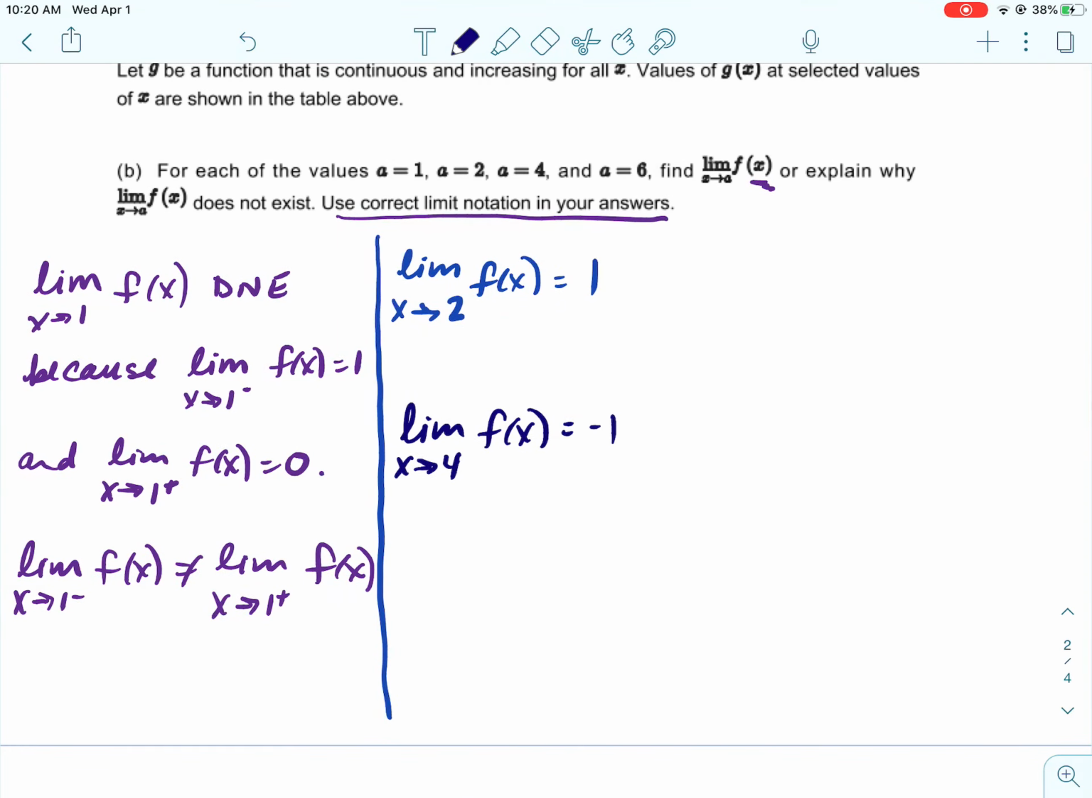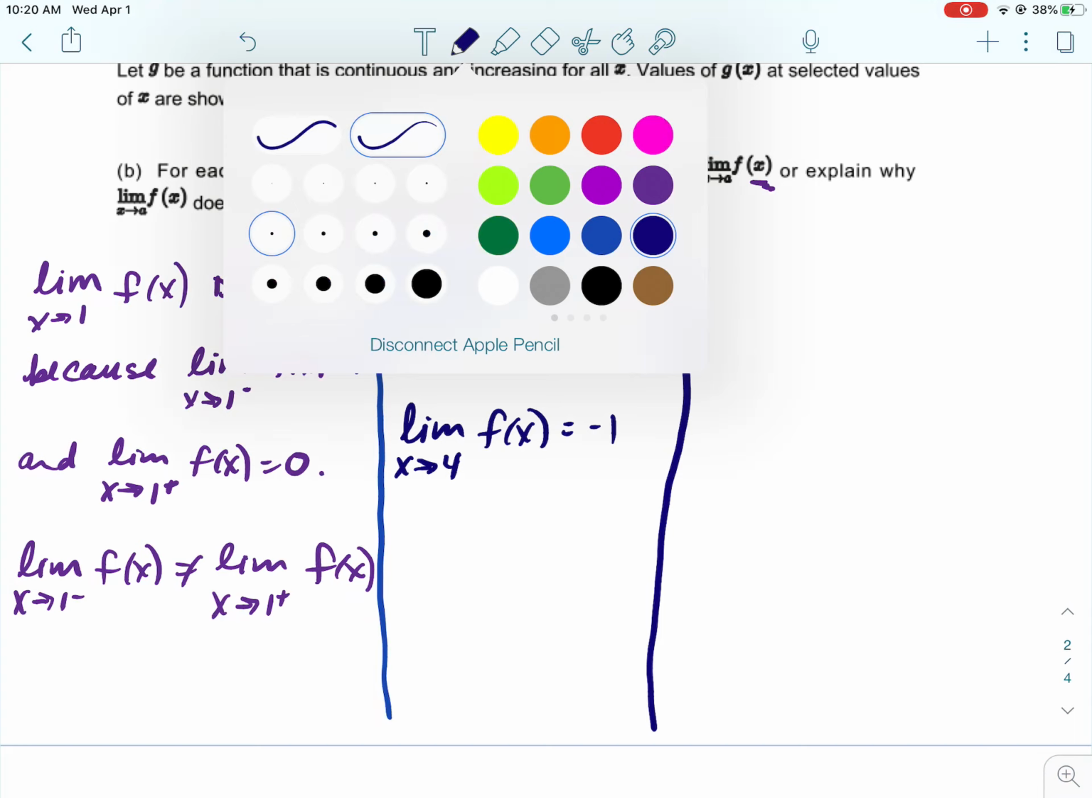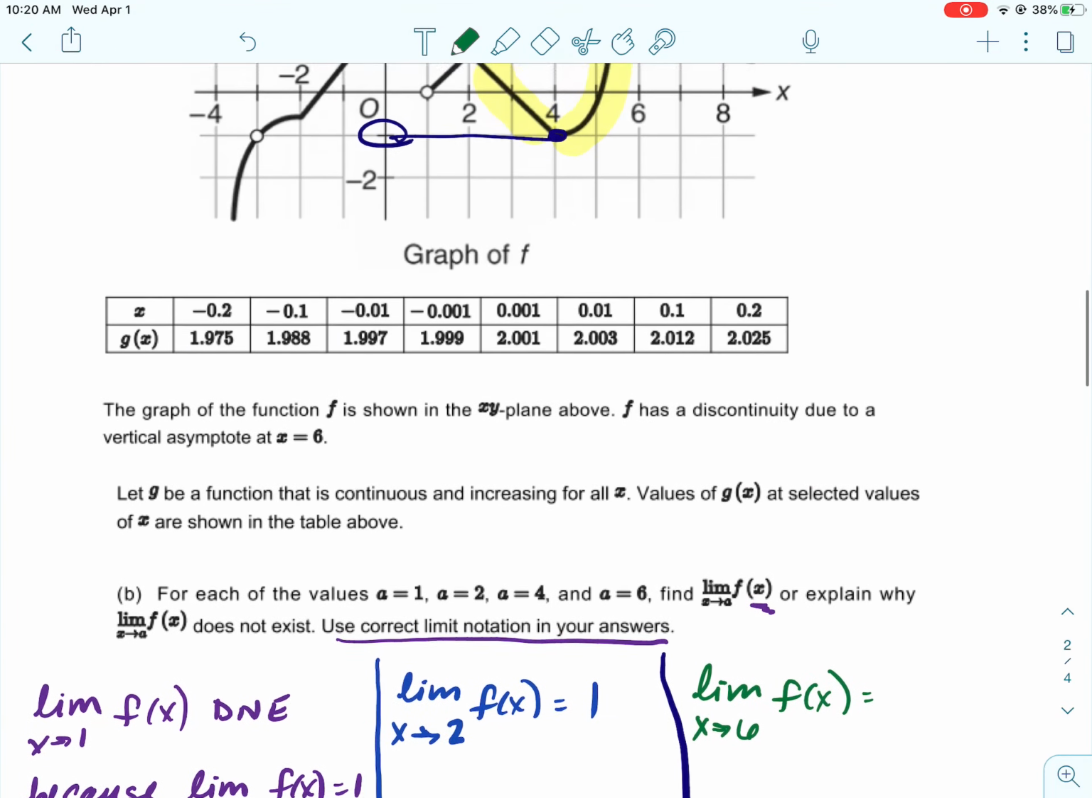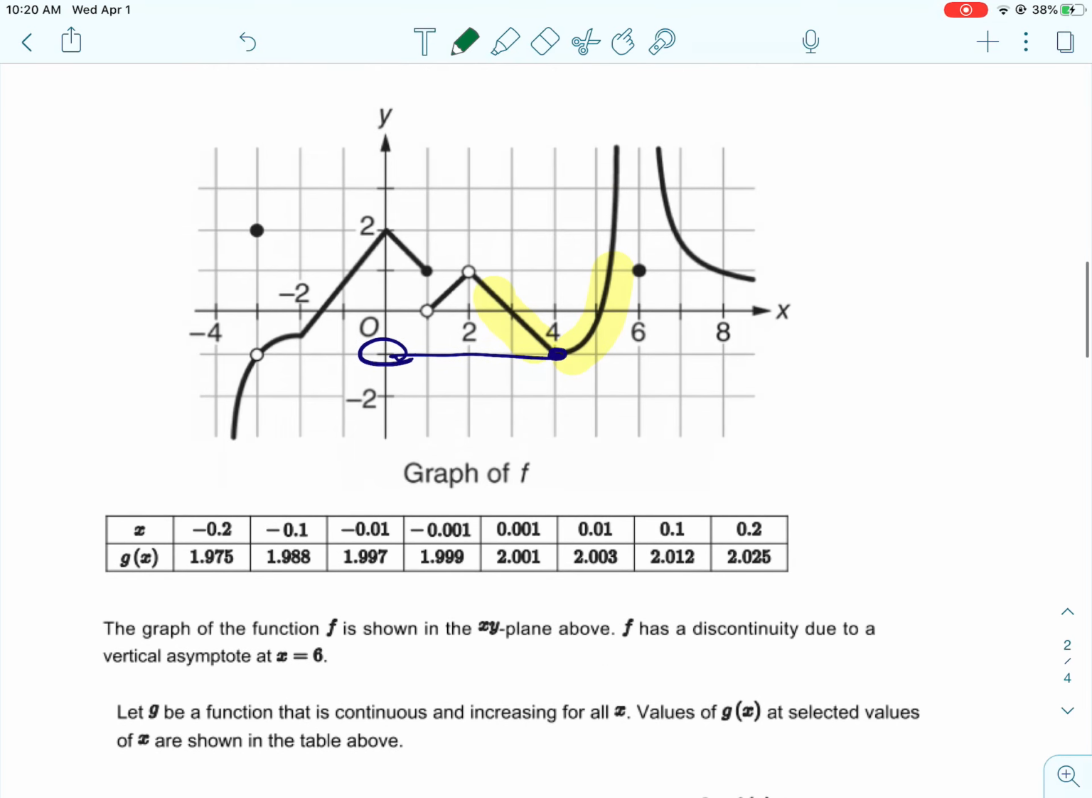All right, so we're going to approach 4 from the left, approach 4 from the right. That's going to give us this point right here, which is -1. And again, that's all we have to show for that one. All right, and the last one we're going to do is 6. So make sure for each of those you're writing the limit and then you're also writing the function you're using. You cannot leave that off.